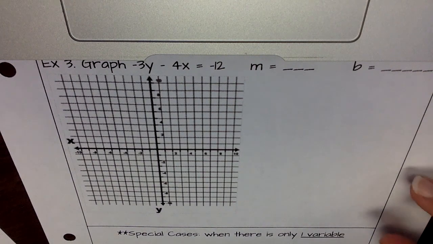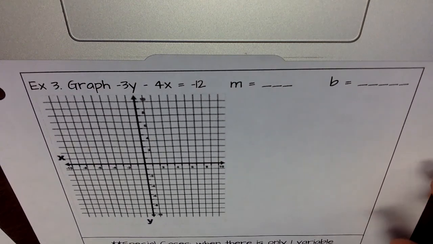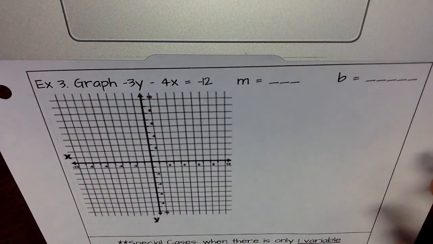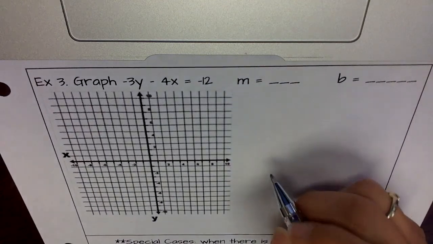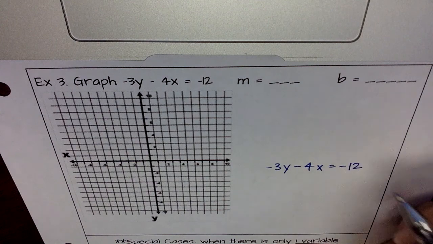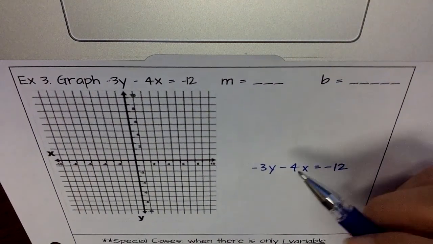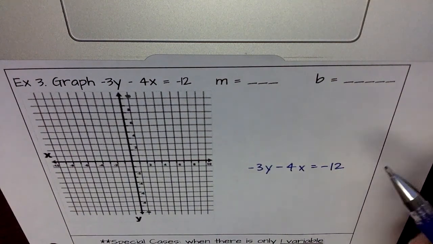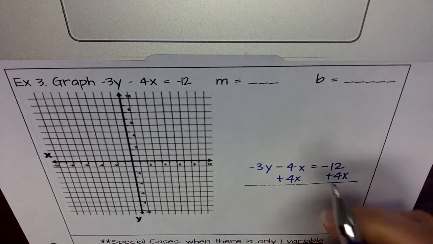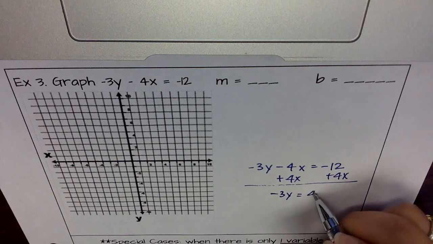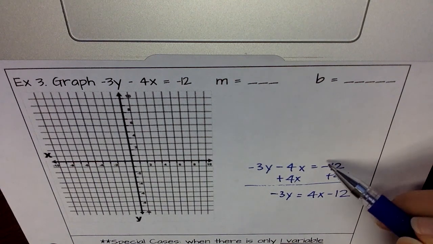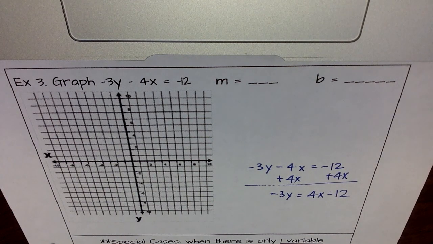Rubbing. Example 3, graph negative 3y minus 4x equals negative 12. Again, I need to put it into slope-intercept form. So I'm going to rewrite my equation. My x and y are on the same side, so I need to move my x over. I'm going to add 4x to both sides. And remember, we want to put our x term first. So the 4 is positive, the 12 has the minus, so it's minus 12.